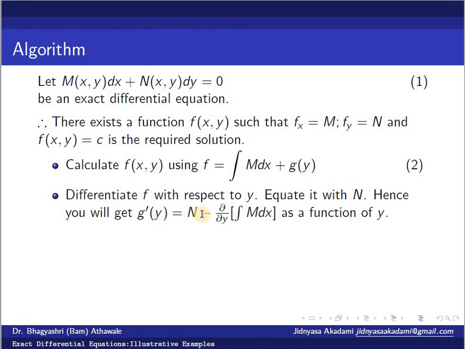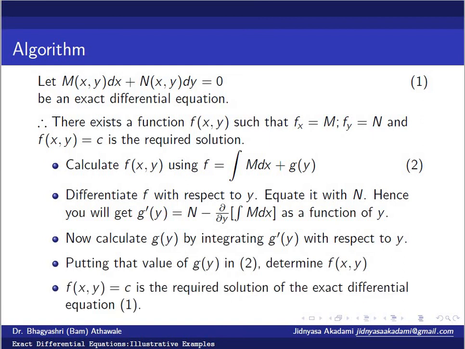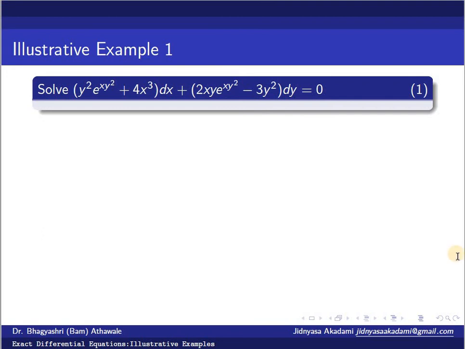So, this is the crucial step. Now, if you get g'(y) as some function of y, just integrate it to get g(y). Then putting g(y) in equation 2, you will get your function which is the solution of the differential equation. So f(x,y) equal to c is the required solution. So that is the algorithm. Now let me explain all the steps with the help of one example. So this is our example 1.